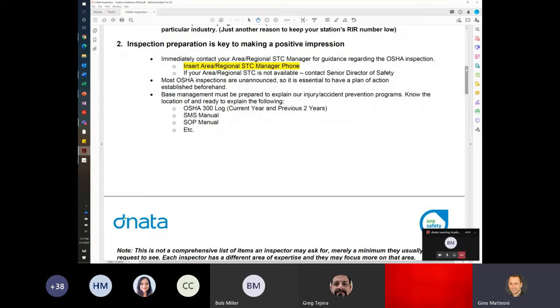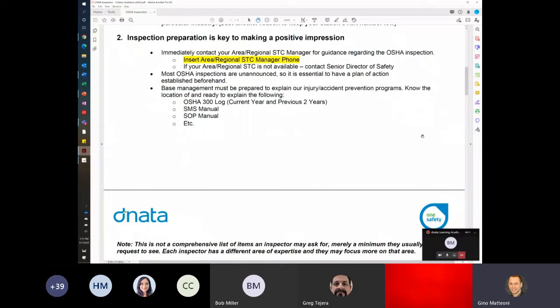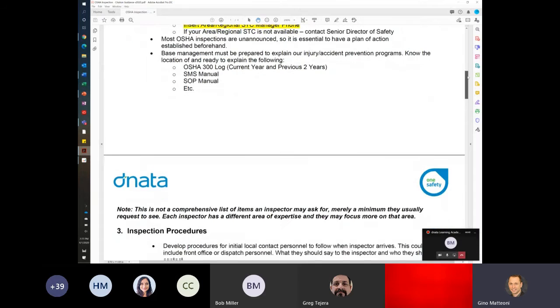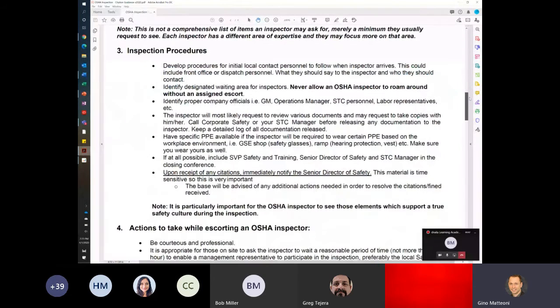And for our station leadership, supported by area and regional staff, it really is important to ensure that you know the location and are prepared to explain your OSHA 300 log. You have a current and previous 2 years. You know how to access the SMS manual. You know how to access your SOP manual and other relevant operational manuals as well. Knowing where those things are day to day is important, but certainly in these inspections, it's also incredibly important to coming out of that inspection successfully.